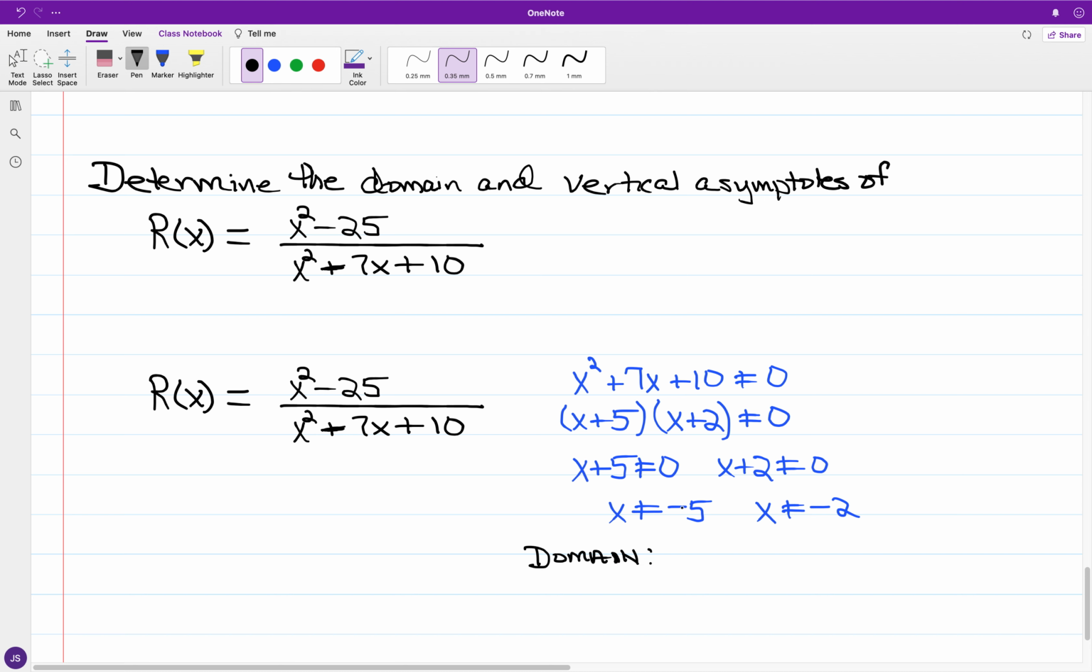So in the case of the domain, lining things up, you have starting from negative infinity, approaching the smaller of the zeros, in this case negative 5, but not including negative 5. Then for the second portion, we have those values greater than negative 5 and less than negative 2. Again, negative 2 is going to be bypassed. And the rest of the set defining the domain will be those values of x greater than negative 2.